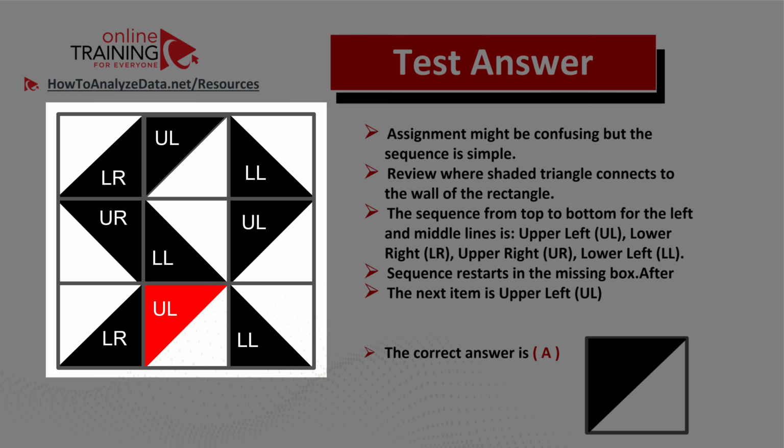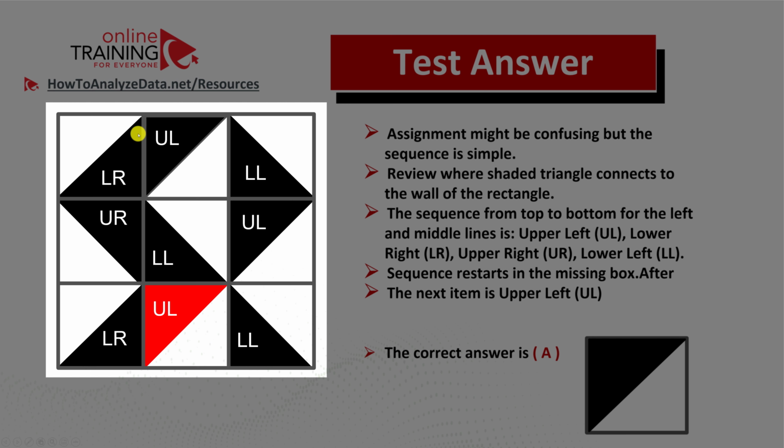As usual, to solve these types of questions, you need to look at the sequence. And sequence is determined by where the inside dark triangle connects to the inside walls of the rectangle. So for example, if you look at the left and middle line, this is where the sequence is. You see that it starts with upper left, so we have upper connection and then left connection.